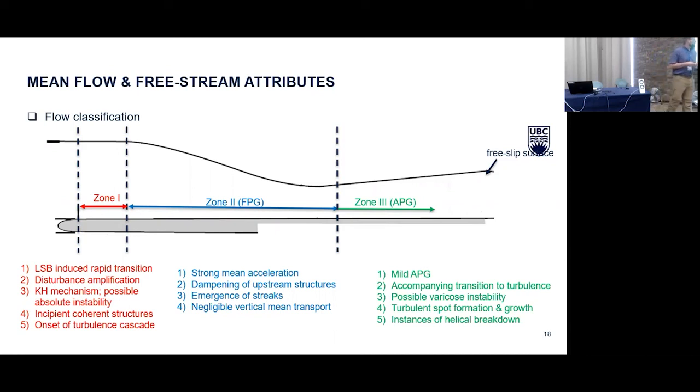And then in zone 3, where the flow goes into this mild adverse pressure gradient region, the streaks rapidly break down the transition again. So it's kind of a retransition or a re-amplification of disturbances on the embedded streaks, resulting in creation of turbulent spots in a manner that resembles bypass transition, but without free stream turbulence. And we see instances of helical breakdown of those streaks. So these are all very interesting conclusions.